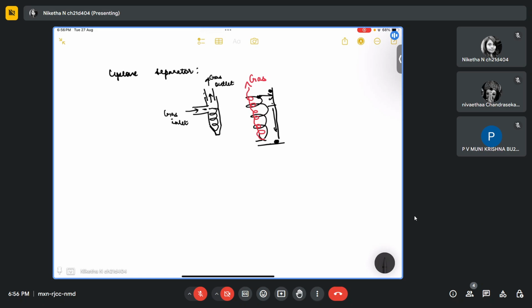Whereas the particles get acted upon by the centrifugal force, and they'll hit the walls of the container, and they'll settle down at the bottom, and they are collected here. So this is a collector.